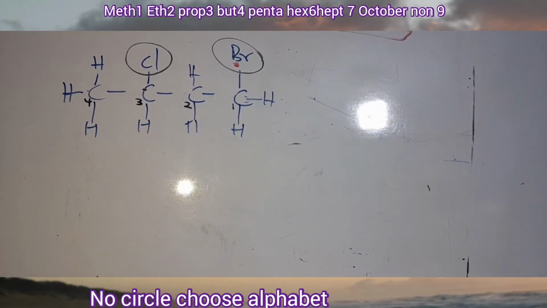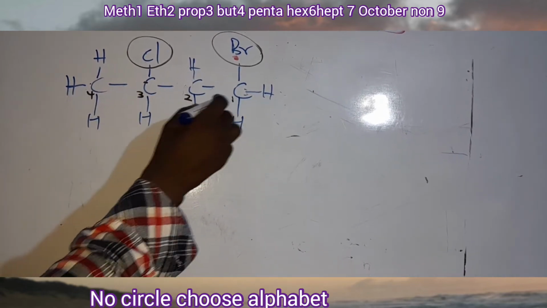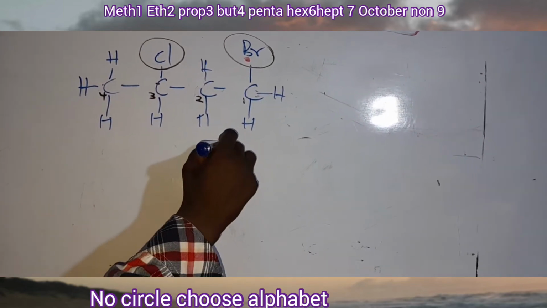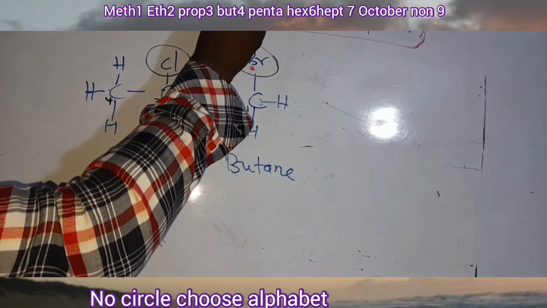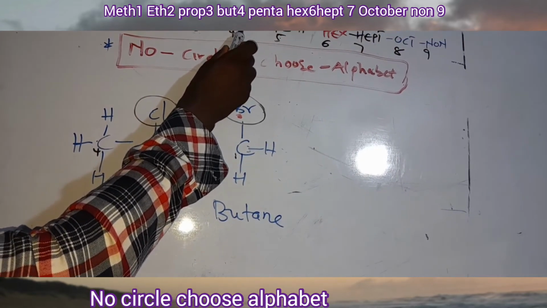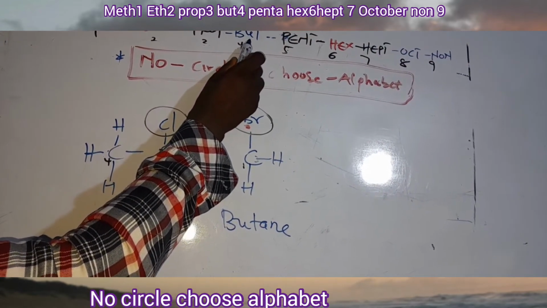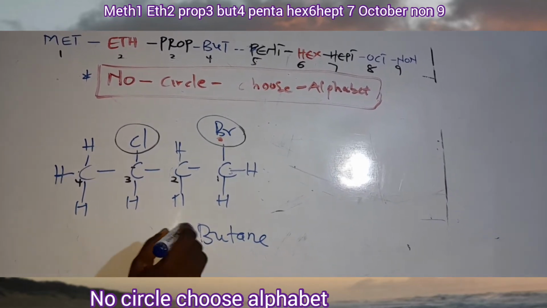Now to name this compound, what's the highest number you've written? 4. And if the carbon is 4, what do we call it? We call it butane. Remember, butane means there are 4 carbons; if you look up here, you will see butane. So that's how we come here and look at it as butane. Now we name butane.